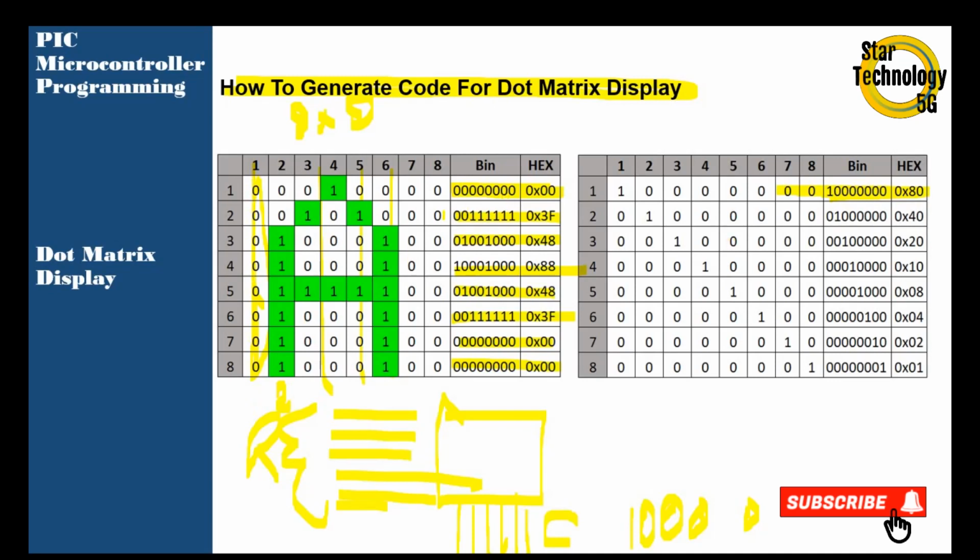After that, we will send this data on the row side and this data on the column side. It will display this LED on, and these LEDs are off. We can send the row data one by one and the column data one by one, and it will display the complete character A on the dot matrix display.